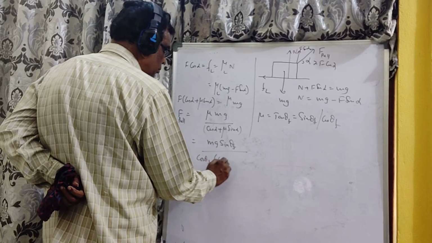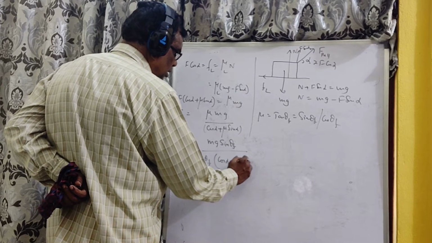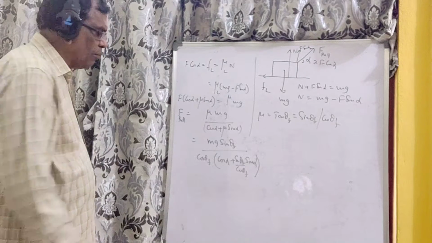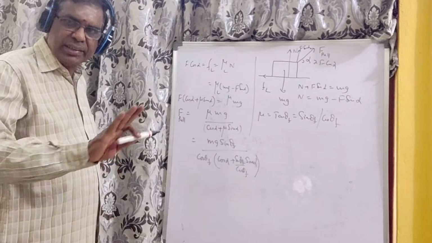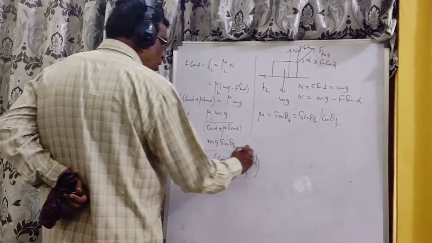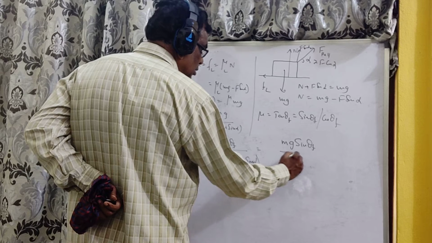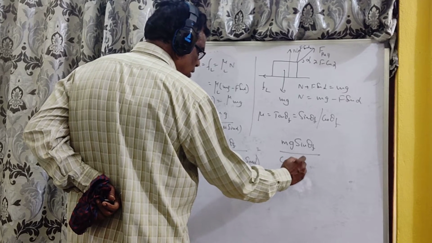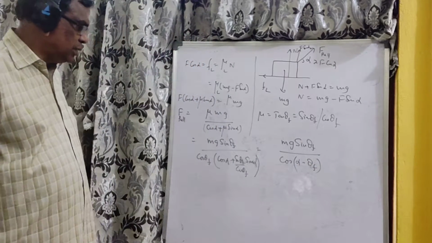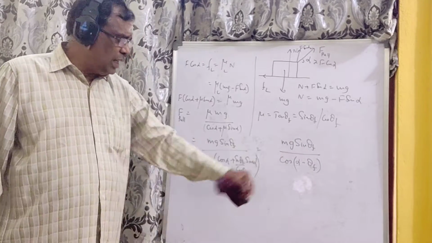Now here, cos alpha plus sin theta f by cos theta f sin alpha. So take LCM, you get this cos theta f gets cancelled. So you get cos A cos B plus sin A sin B. So I can write this as cos A minus B. Cos alpha minus theta f. This is the actual pulling force.